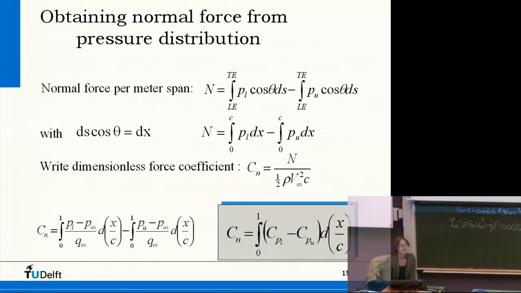Okay. Now this is normal forces. Now we need to transform it to lift. So we're almost there. What is the time? Oh, okay. So I'll do the lift after the break. Okay.